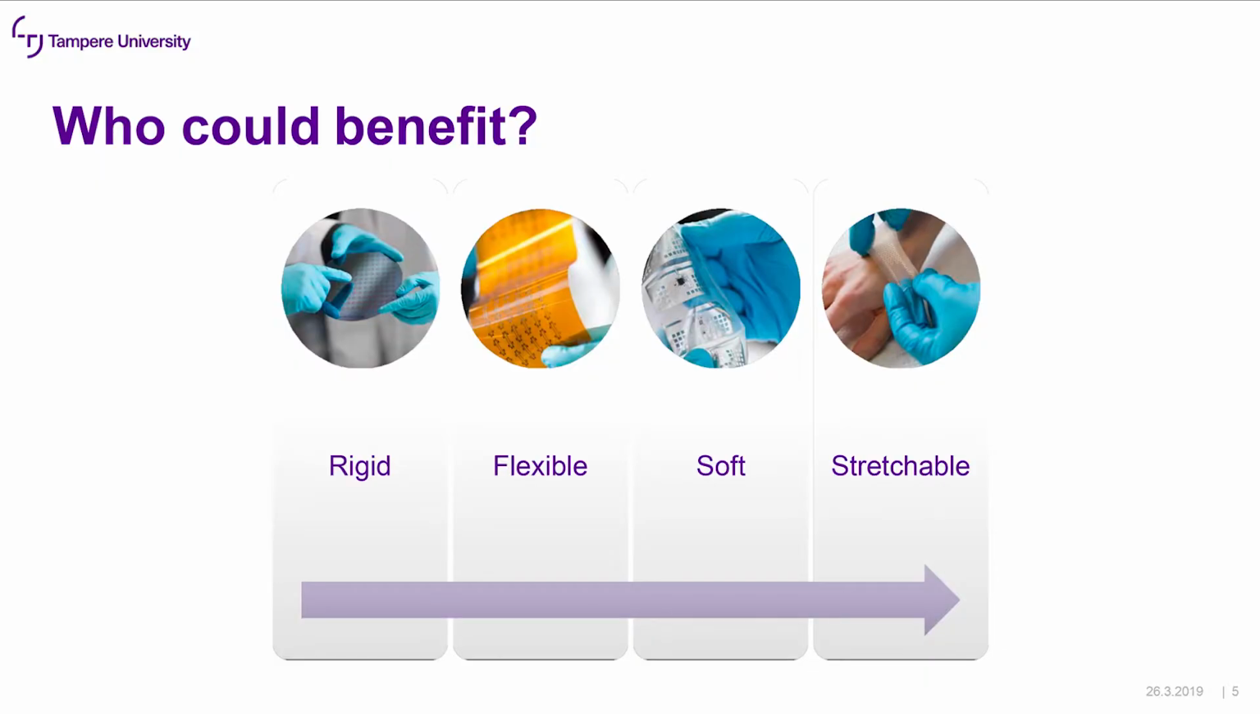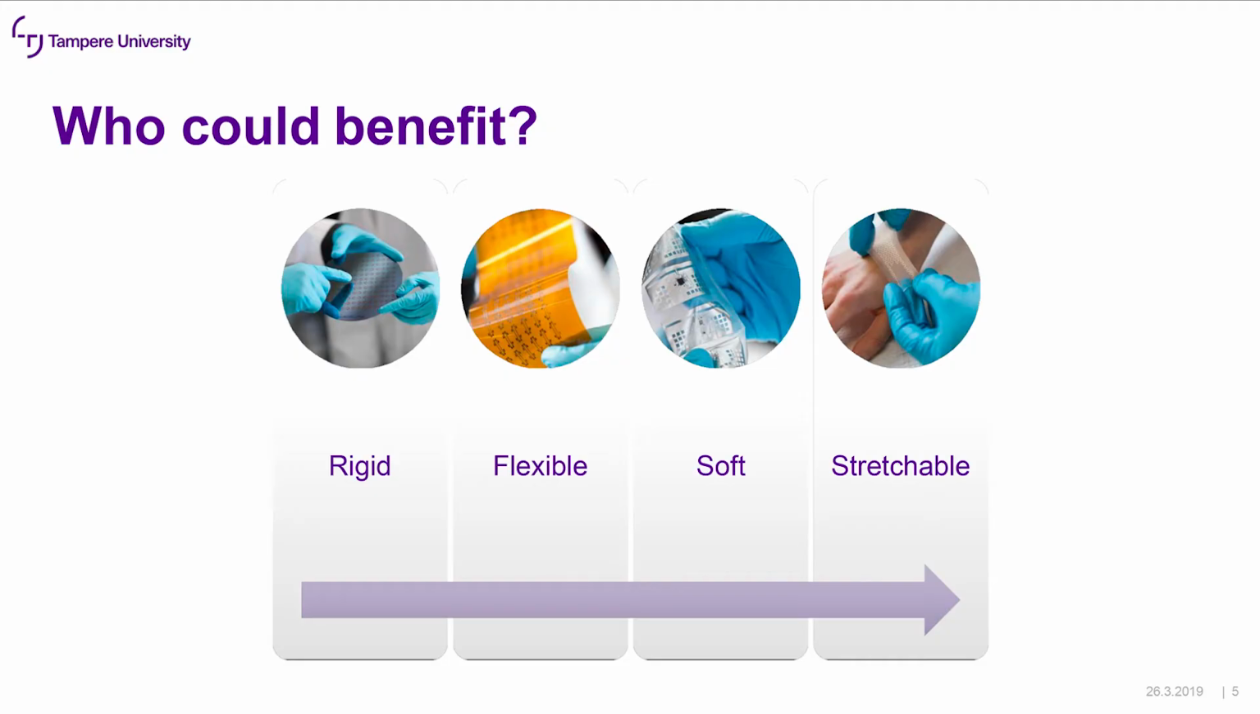So who could benefit from this inkjet? Since we have this range of substrates, from rigid to stretchable substrates that can be used for inkjet printing, we can say that this technology has the potential to be used for different industries like microelectronic packaging, miniaturization, flexible electronics, soft and hybrid electronics, and stretchable electronics.